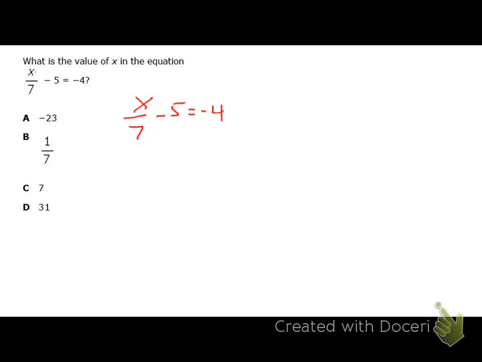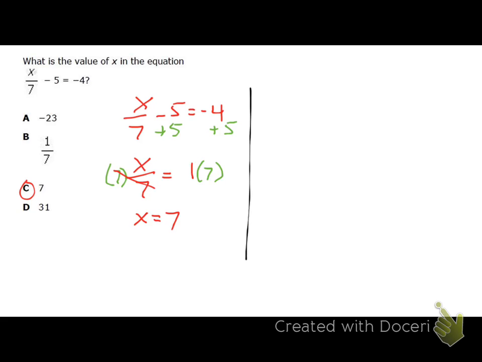Well, first strategy is I'm just going to use my inverse operations. If I add 5 to each side of the equation, we then have x over 7 equals 1. And then if I see x is being divided by 7, my inverse operation would be to multiply each side of the equation by 7. And that cancels and leaves you with x equals 7. I like that. Now, here's another strategy.